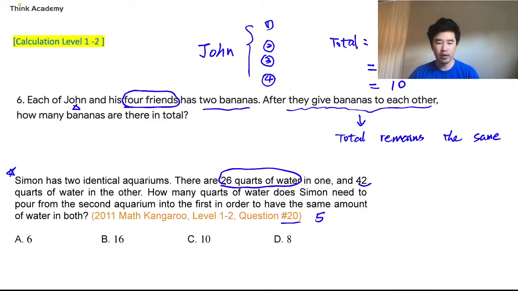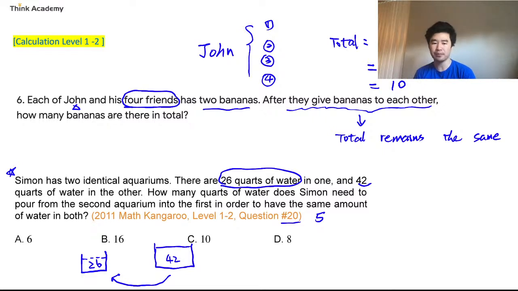Alright, so here we have the first tank. Now we are going to have, let's say, 26 quarts of water. And the second tank is going to be a larger one. Okay, now we are having 42 quarts of water. So the question is, how many quarts of water does Salmon need to pour from the second tank to the first one to make them the same?